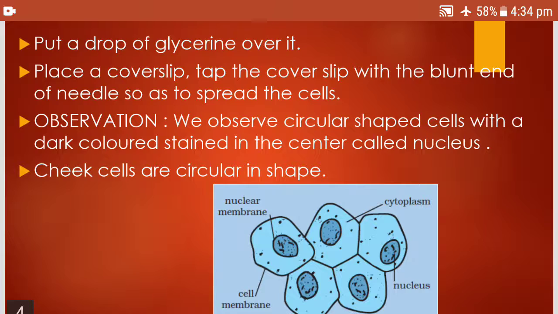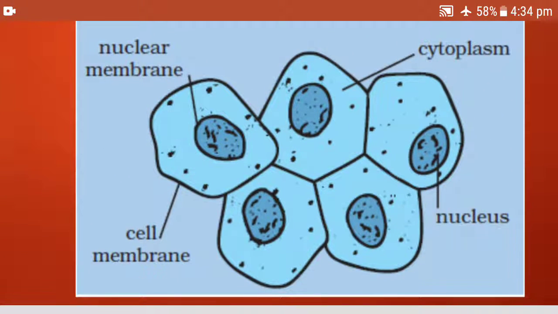When we observe it under the microscope, we observe circular shaped cells with a dark colored stain in the center called the nucleus. Cheek cells are circular in shape. See, you can observe here. There is the cell membrane, inside which cytoplasm is present, and a dark colored nucleus surrounded by the nuclear membrane.